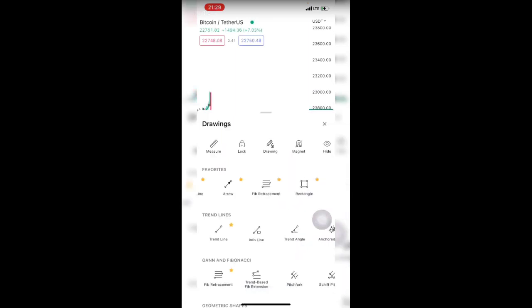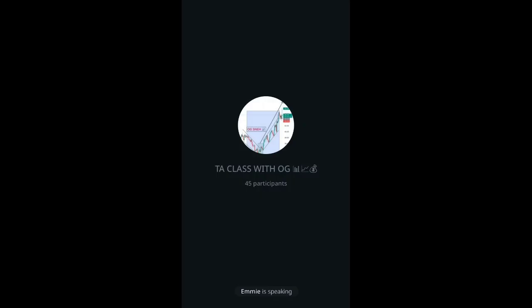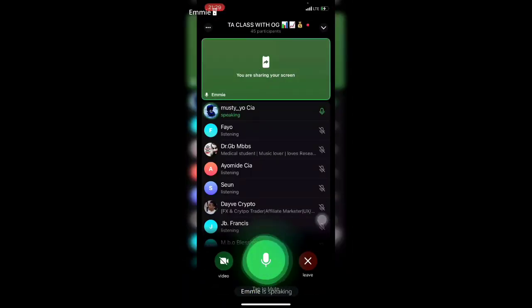Look at this place. This is a 15 minutes time frame. The market is in which type of trend? Someone should answer me. Hello? Range. Thank you. So the market is in the range market now.